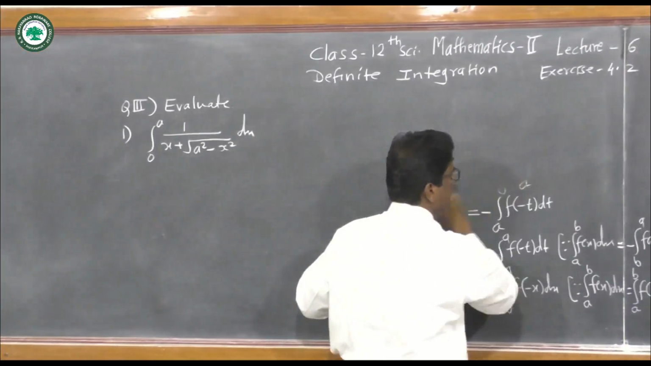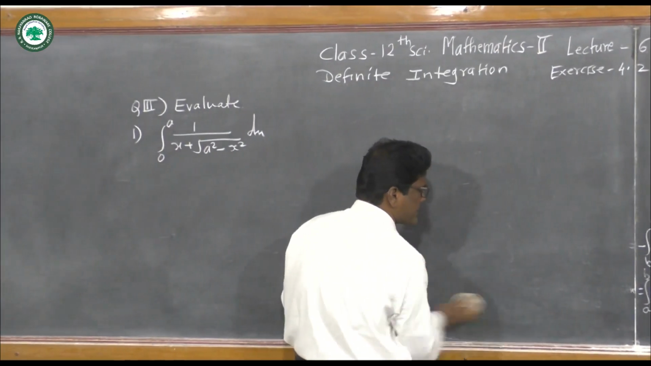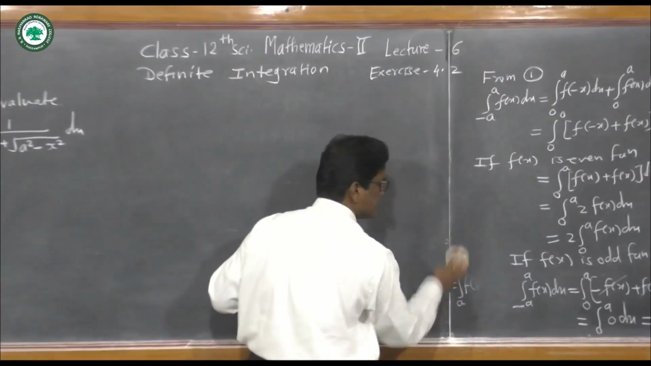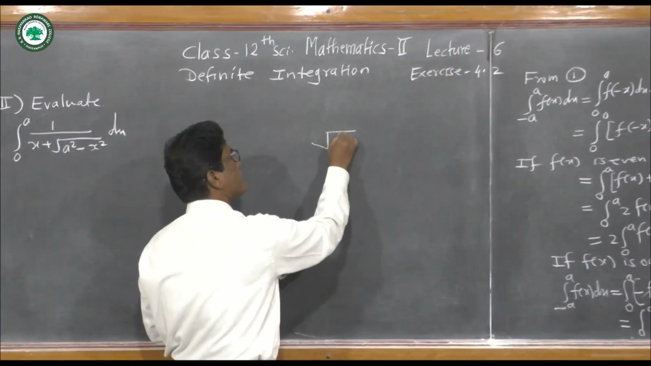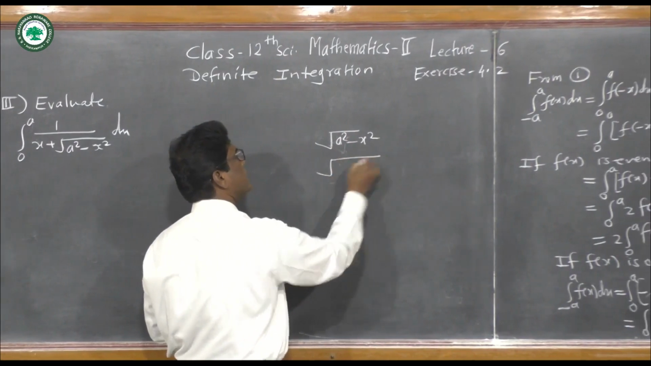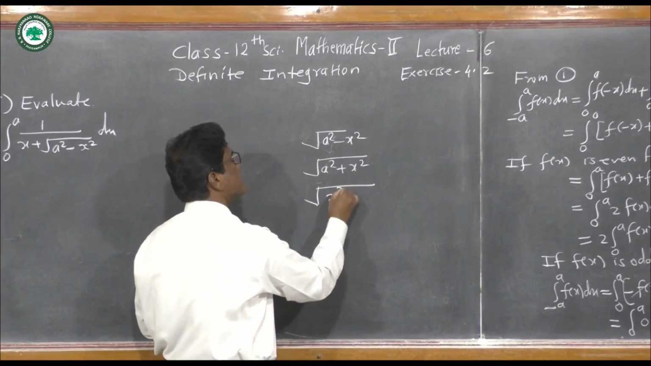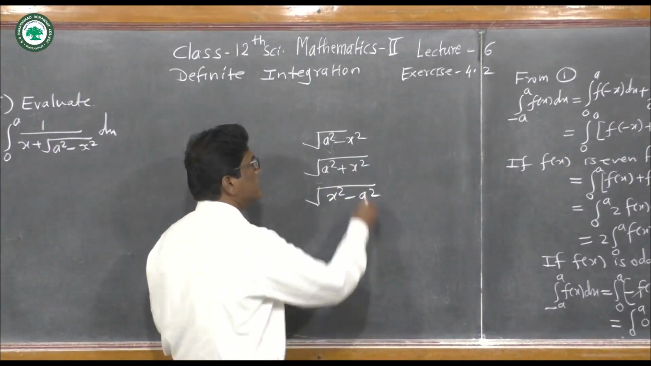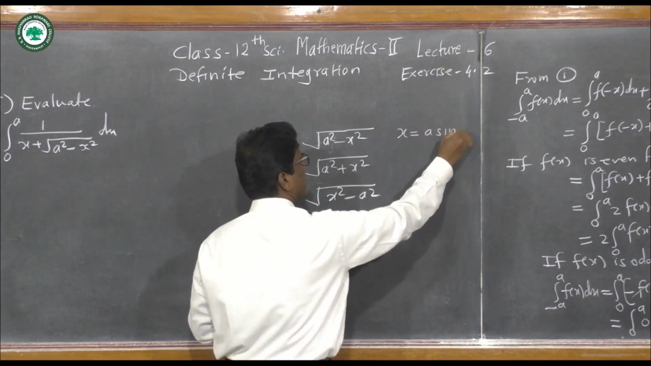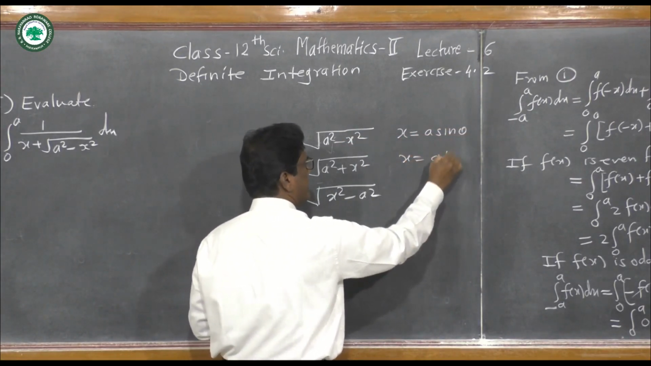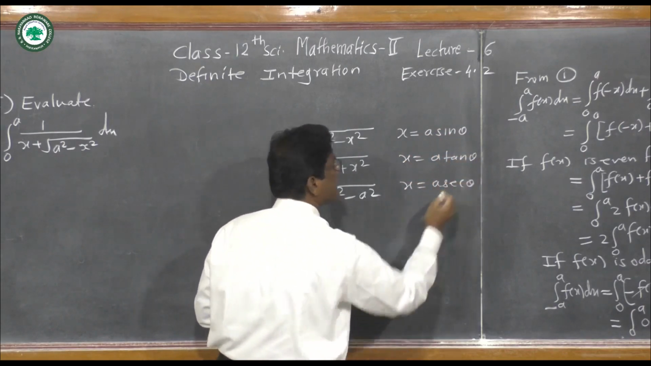Now if we remember, when there is under root of a square minus x square, we use a substitution. Under root of a square plus x square, we also use a substitution. Under root of x square minus a square too. So when under root of a square minus x square, we put x is equal to a sin theta. Here we put x is equal to a tan theta, and here we put x is equal to a sec theta. These are the substitutions.